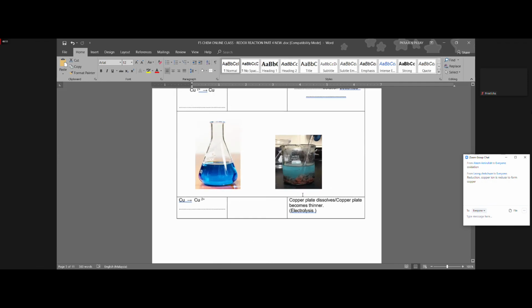Okay, this one we don't learn in redox, but we learn it in electrolysis. But it's still, okay, this is opposite. Okay, who wants to try in words? Check one, try.